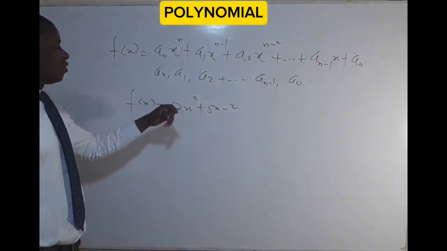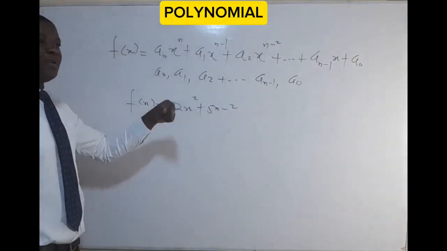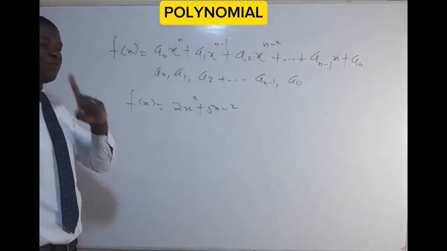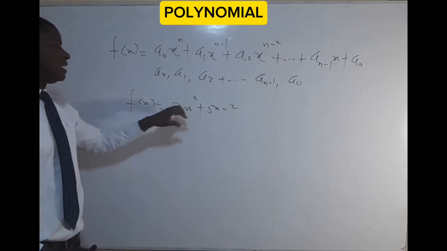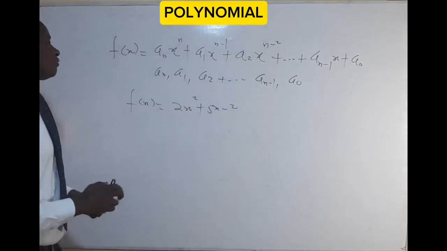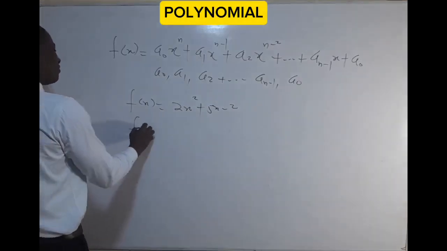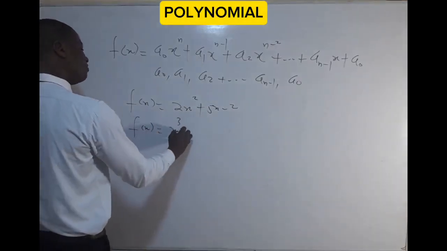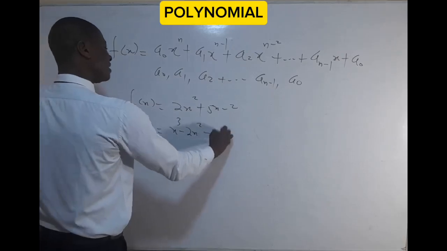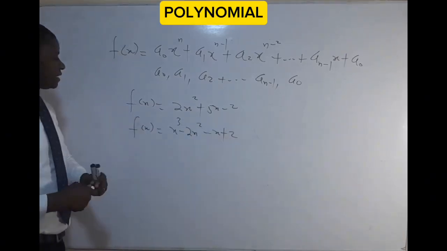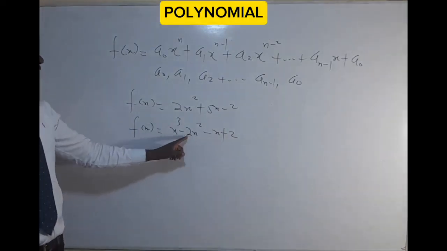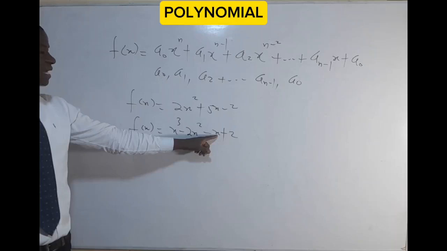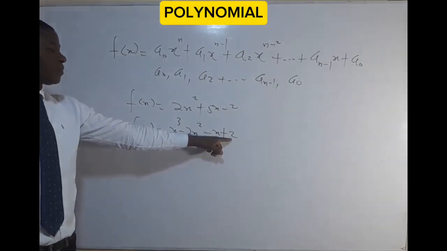So now what you need to understand is the highest exponent of the variable is what you call the degree of the polynomial. Because the highest exponent of x is 2, the degree of this function is 2. You have to take note of that. If you have f of x equals, let's say, x cubed minus 2x squared minus x plus 2. This is a polynomial. The coefficient of the cube term is 1. The coefficient of the x squared term is minus 2. The coefficient of the x term is minus 1. And the constant is 2.